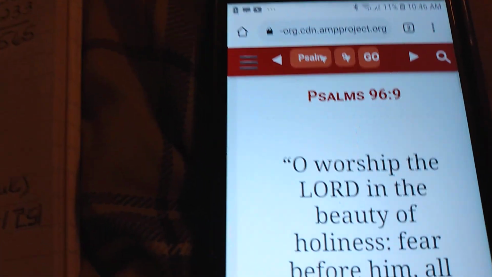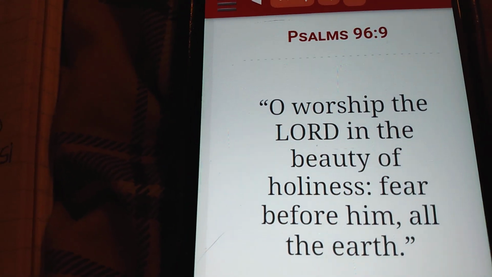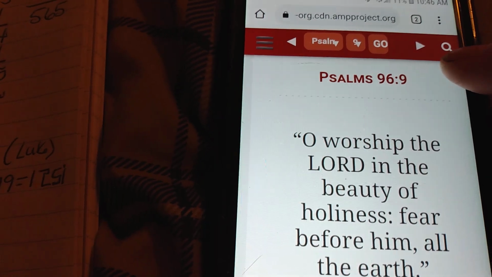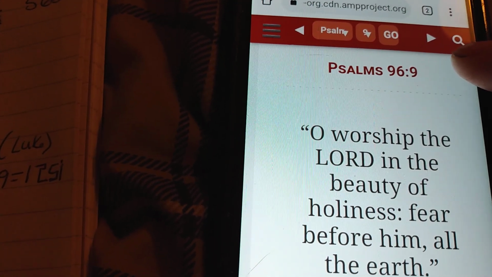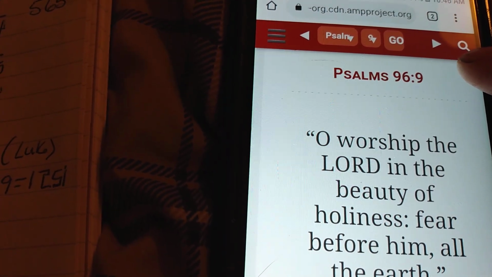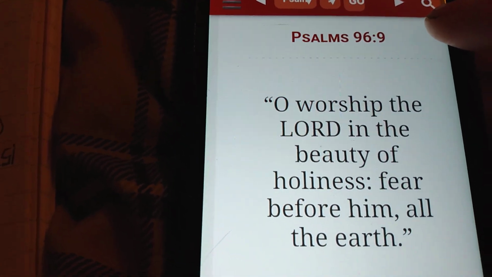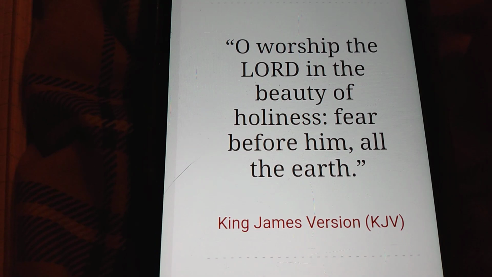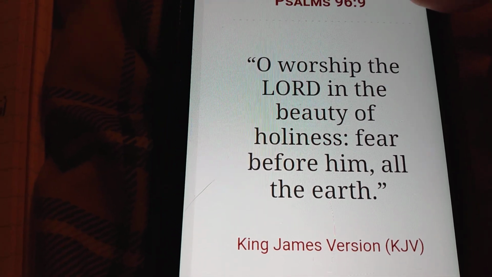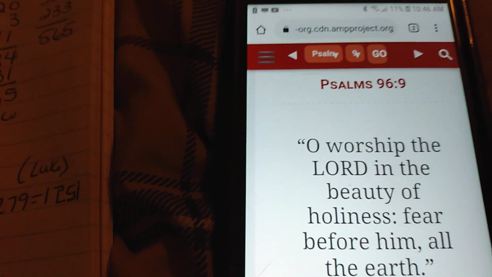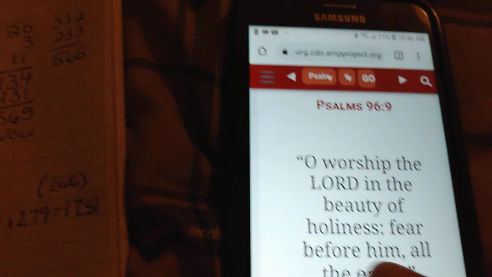Psalms 96:9. Right away you see the number 969. And what I've been showing is how that 69 is pi in Hebrew gematria, and then you got 69 going backwards, representing time and anti-time. Okay, so it says, "O worship the Lord in the beauty of holiness, fear before him all the earth."